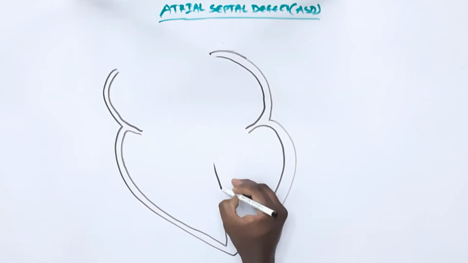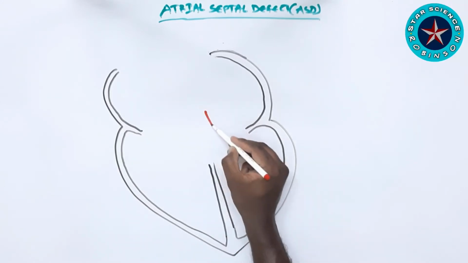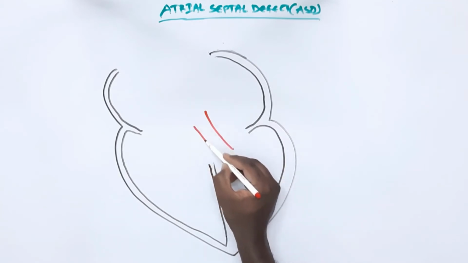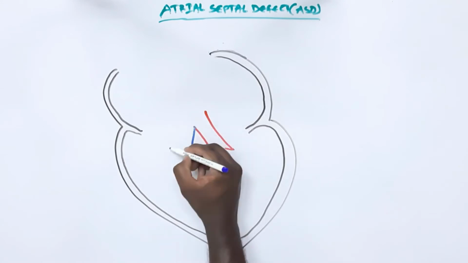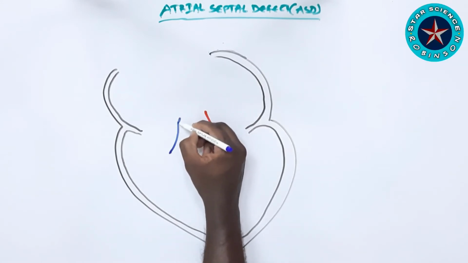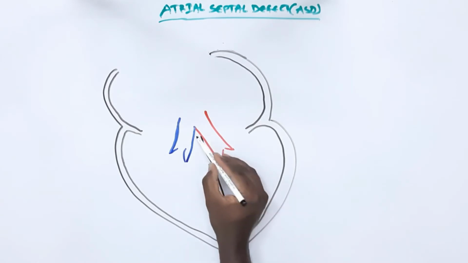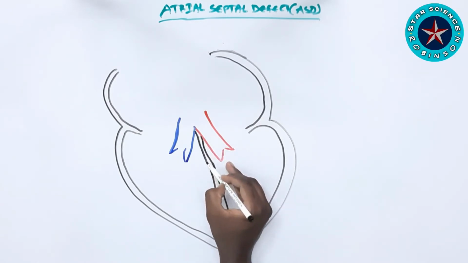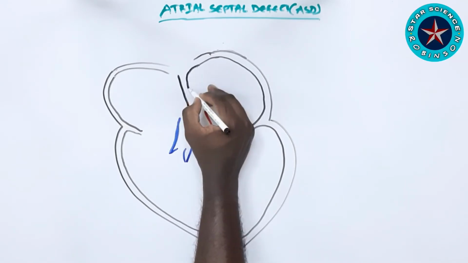So through that hole the blood will pass from the left atrium to the right atrium, so higher pressure is created in the right atrium, and it will pass through to the right ventricle. From there it will be sent into the pulmonary artery to the lungs, where it will create higher pressure in the pulmonary artery.